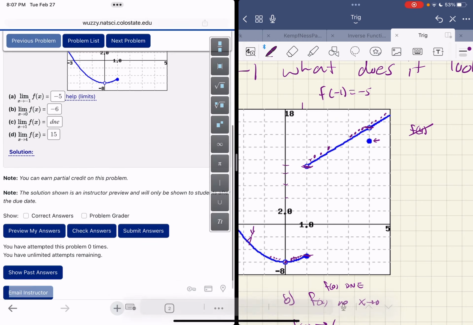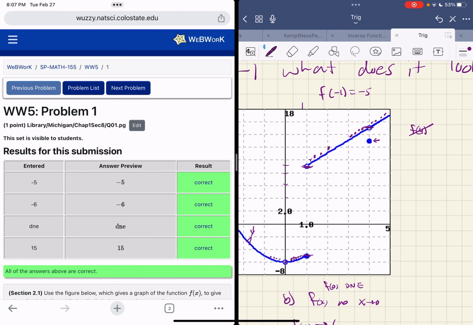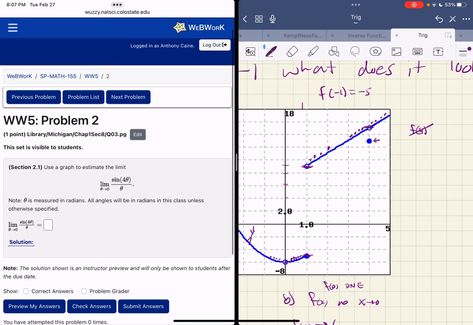Cool. Let's take a peek. Great. So that's what a limit is. It's the y value you get closer to, not necessarily the y value that the function is. Okay, or it's like your best guess. What does it look like the function approaches? Okay, so how can we figure out limits?